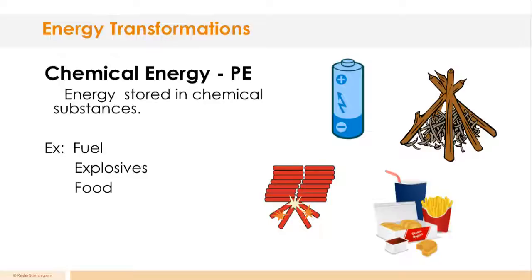Explosives, food. As you eat the food, your body reacts with it, which allows it to release energy for your body. But as it's in that food form, it's still chemical. Batteries are an example of that, or wood. And so all of these have chemical energy stored in them that can be used.